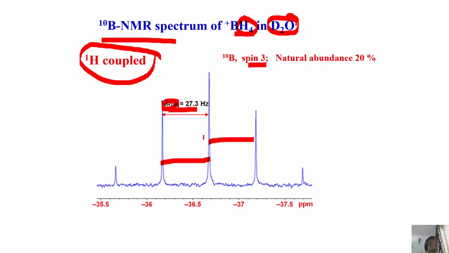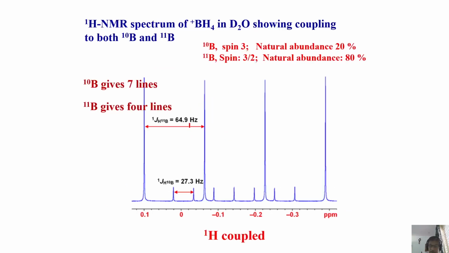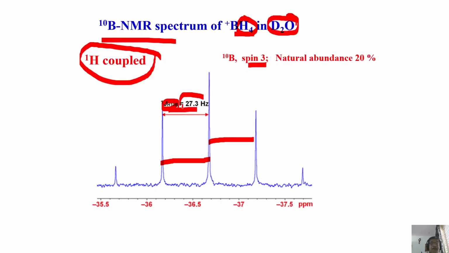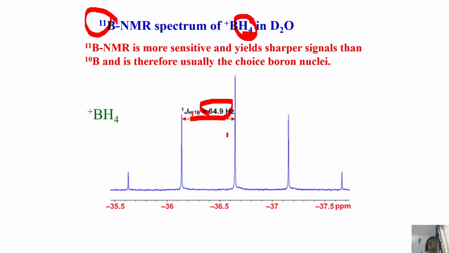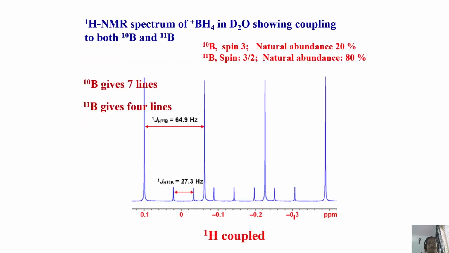So you get B10-proton coupling here, and here you get B11-proton coupling. See, isotope couplings are different. B11-proton is 65 Hertz approximately. This is 27.3 Hertz. See the difference? B10-proton coupling is almost half of the 11B coupling. So very easily we can see boron NMR and its coupling to proton, especially in this type of molecule. Otherwise, normally, as I said, coupling to proton is usually not observed, except in symmetric molecules like that.